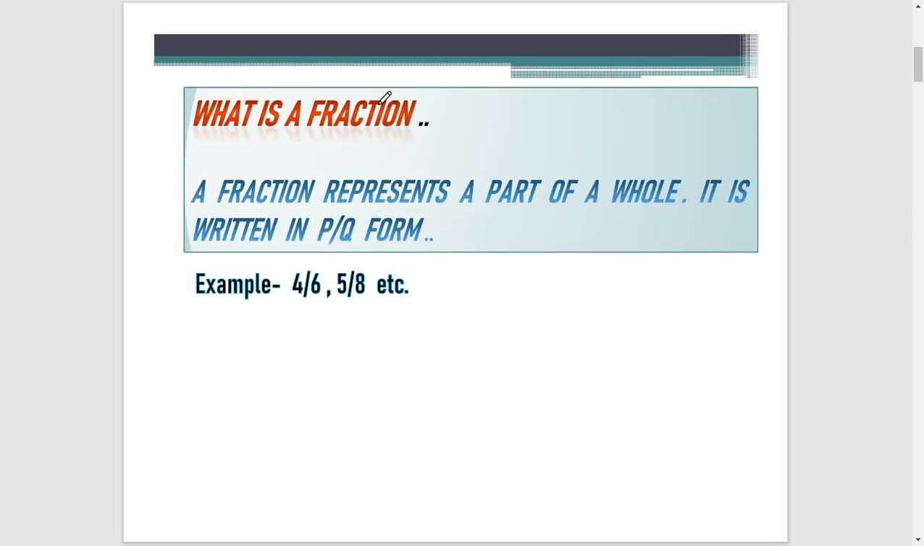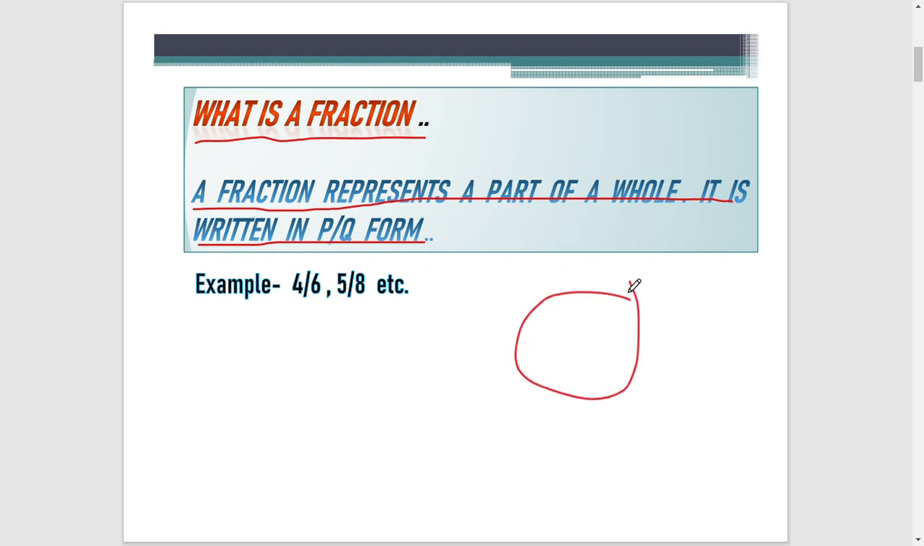So firstly we should know what a fraction is. A fraction represents a part of a whole. It is written in p upon q form. Let's take an example of a fraction. Let's suppose that this is a chapati, a whole chapati. It is represented as a whole chapati.